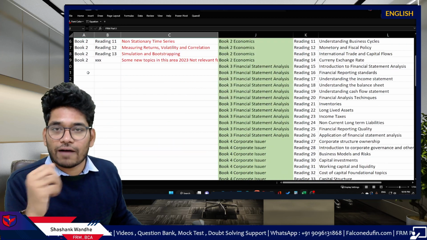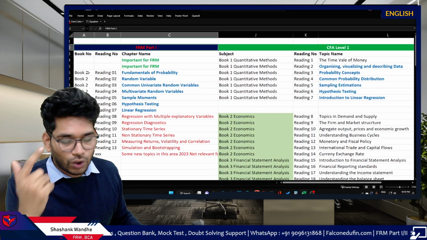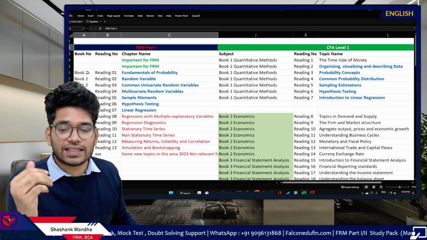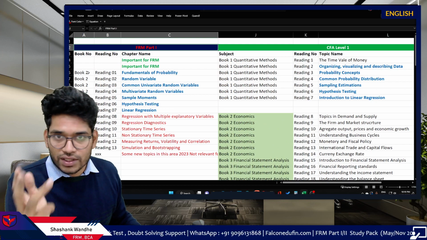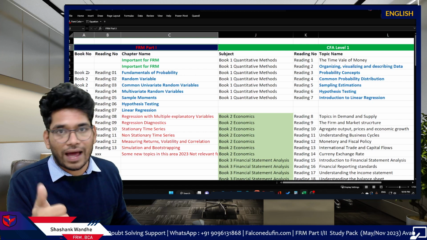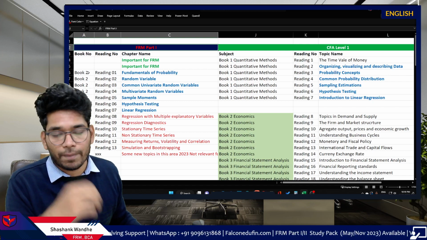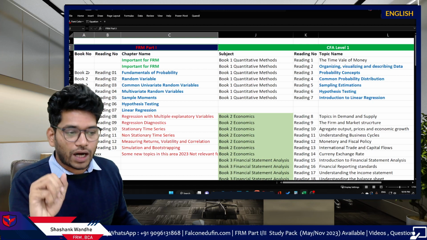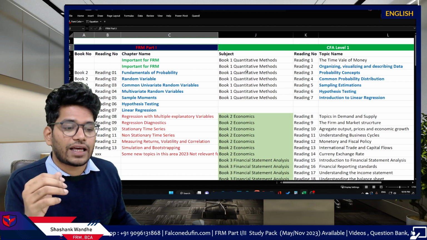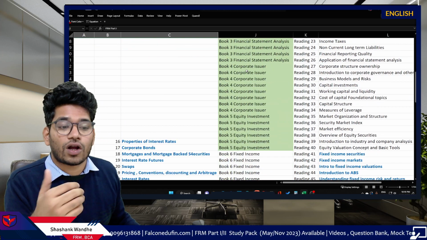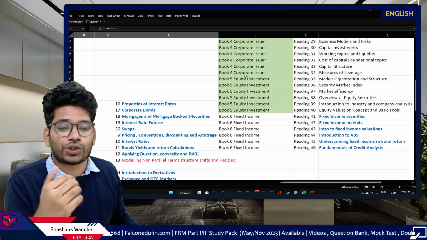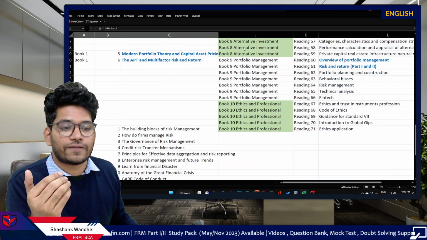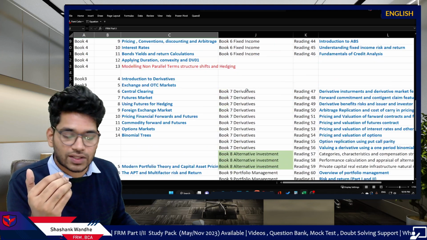Now in FRM, we have 4 subjects. First is Book 1, Foundations of Risk Management. Book 2 is Quantitative Techniques. Then we have Financial Markets and Products as Book 3. Book 4 is Valuation and Risk Models, we call it VRM. This is FRM part 1. And then we have the CFA level 1. In CFA level 1, we have quantitative methods, economics, financial statement analysis, corporate issuers, then equity investments, fixed income, derivatives, alternative investments, and ethics.